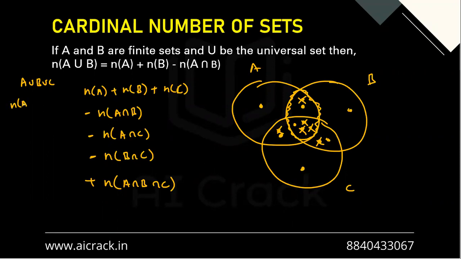For n(A union B union C), this is the formula: nA plus nB plus nC minus n(A intersection B) minus n(A intersection C) minus n(B intersection C) plus n(A intersection B intersection C). Got the point? Now, based on these two derivations and these two cases, we can solve all the PGDBA problems related to this kind of problem.